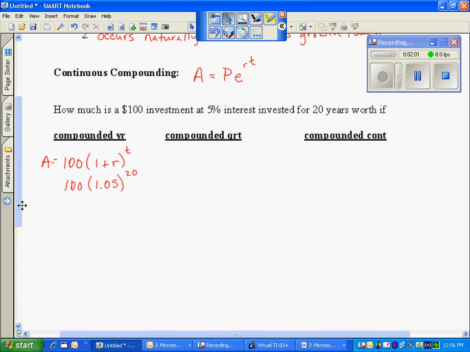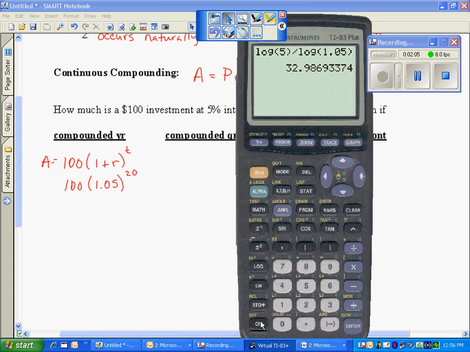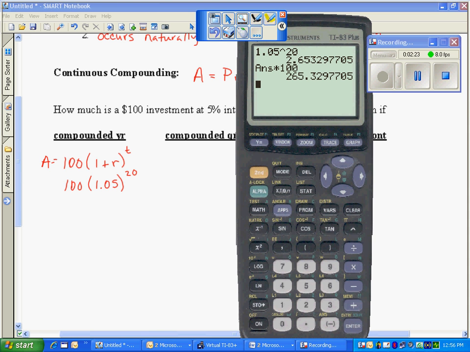And let's see, on a calculator, again we need to use a calculator to compute this. Order of operations says use your exponents first. So I'm going to raise that to the 20th power, and then multiply by 100. And my end result will be $265.33. So let's go ahead and we'll write that down.